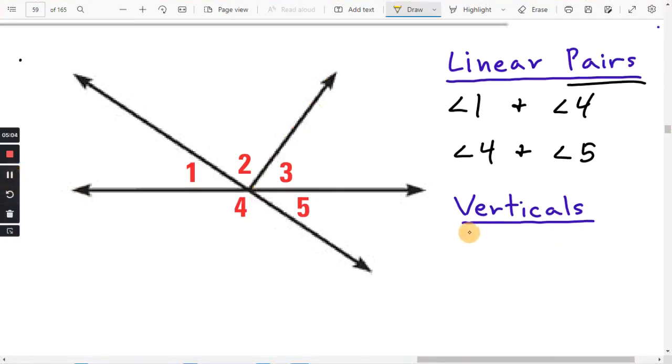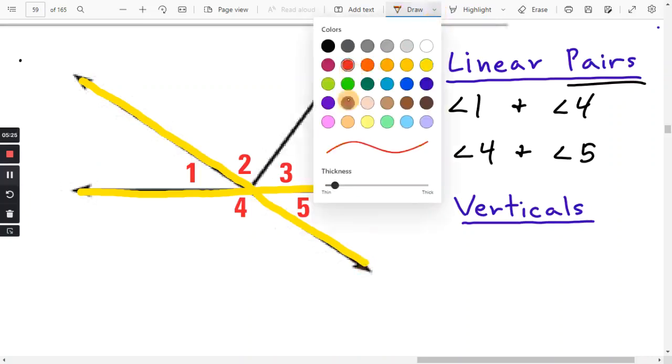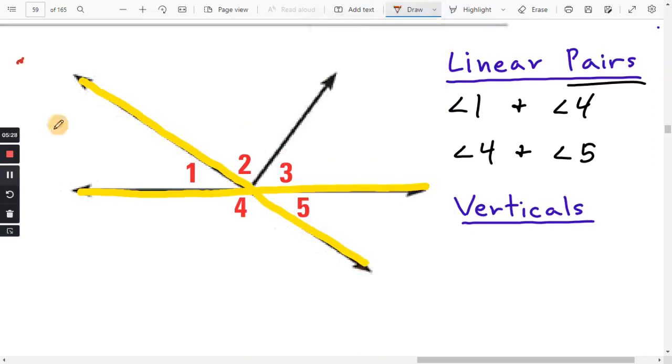Now let's look for the X shape so we can do the vertical angles. Remember, it has to be 2 straight lines. So let's see. Here's a straight line right here, and here's a straight line right here. Okay, so there's the X shape. So we want to do the ones across from each other. All right, let's see, angle 1, and across from angle 1 is angle 5. Okay, so that's going to be angle 1 and angle 5.